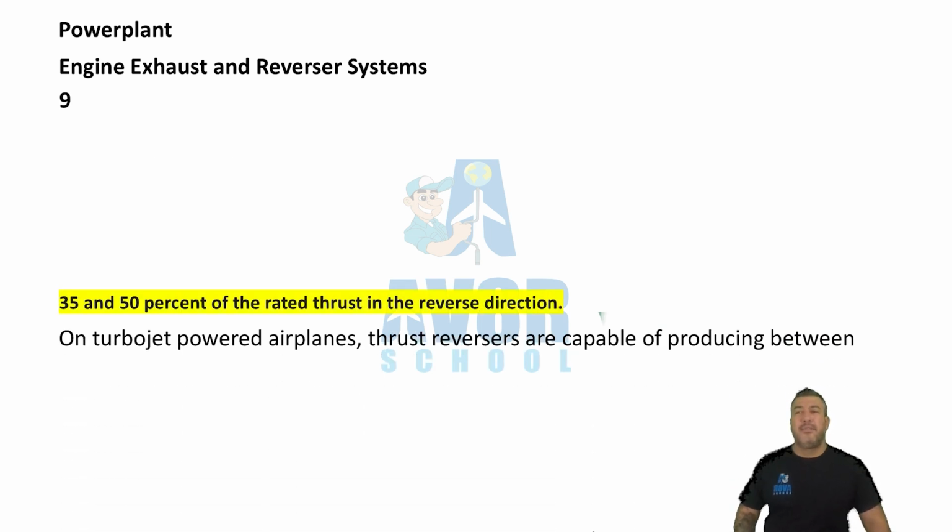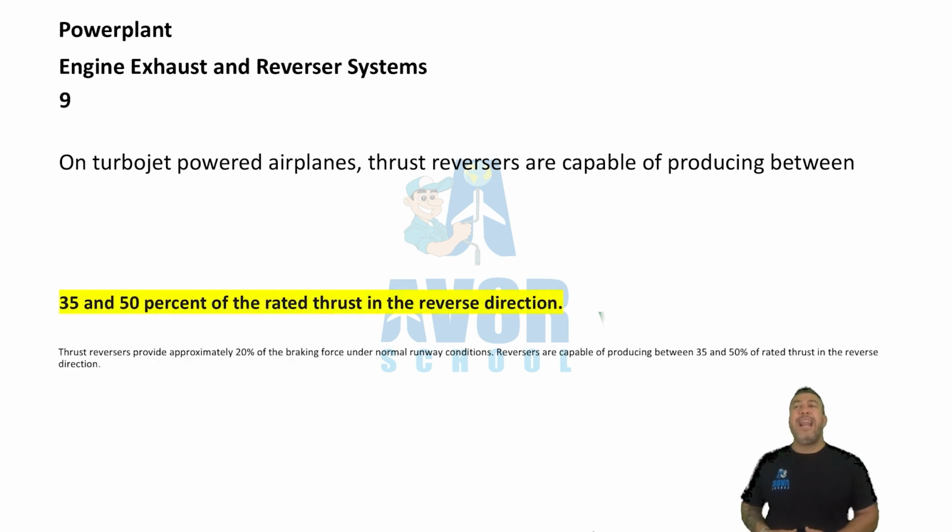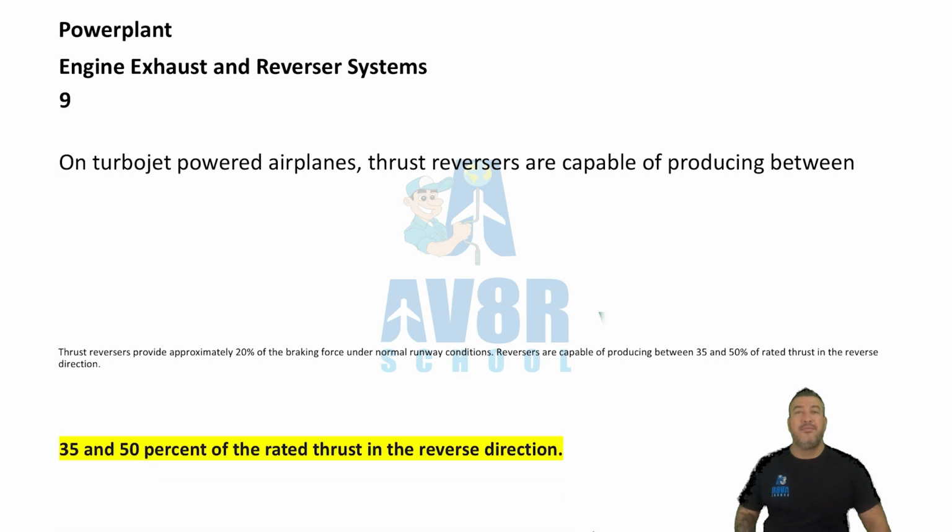Number 9, 35 to 50% of the rated thrust in the reverse direction. So on turbojet powered airplanes, thrust reversers are capable of producing 35 to 50% of the rated thrust in the reverse direction.